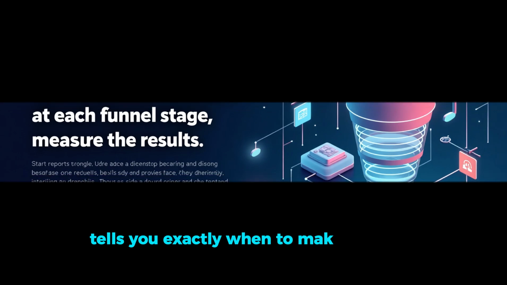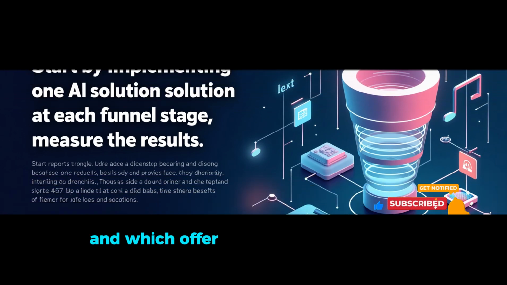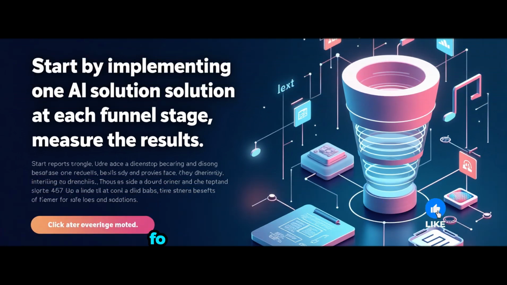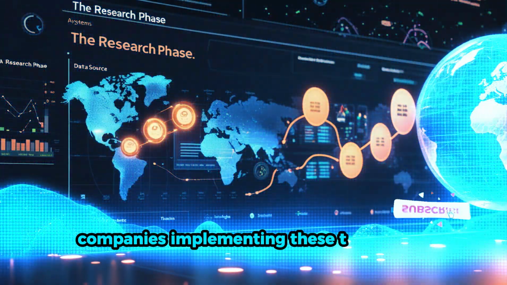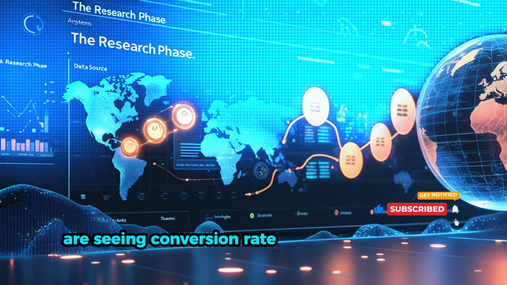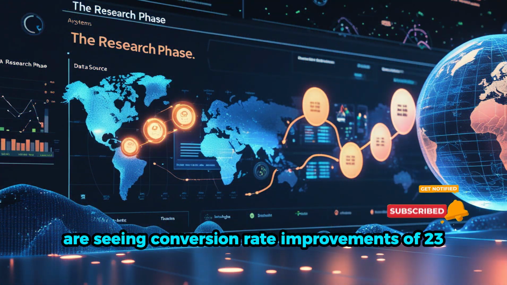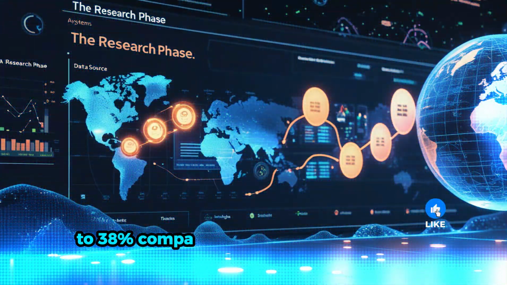Predictive close timing tells you exactly when to make the offer and which offer is most likely to convert for each specific prospect. Companies implementing these techniques are seeing conversion rate improvements of 23 to 38% compared to traditional approaches. Retention.